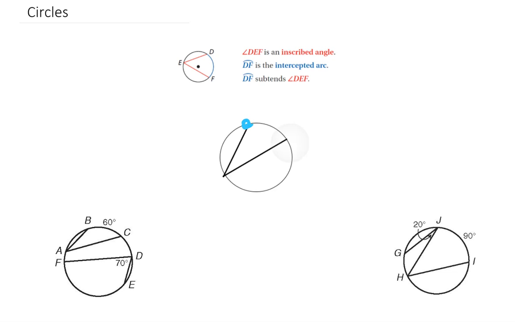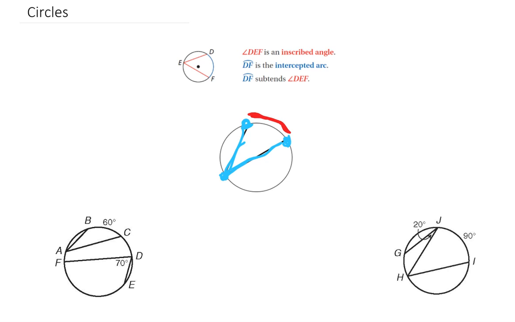We have my endpoints, which are on the circle. My vertex is on the circle. So I have an inscribed angle here. When I have that inscribed angle, what I create is this arc. This is what we're going to call the intercepted arc.